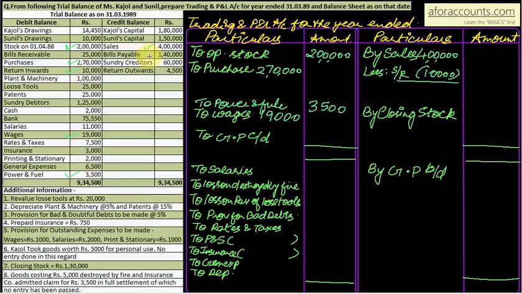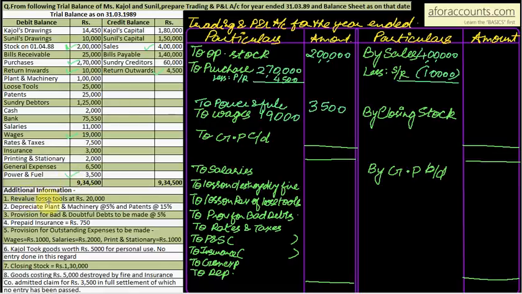Bills payable, my liability. Sundry creditors, liability. Return outwards, that is return out. I must have purchased something and now I am sending it out, means I am making a purchase return. Return outwards. So purchases less purchase return. How much? 4,500. I'll keep it open if there is another adjustment.